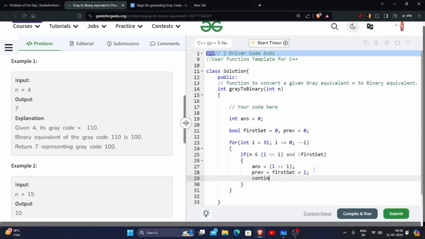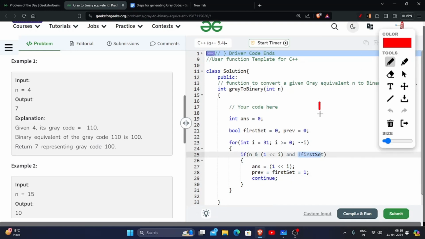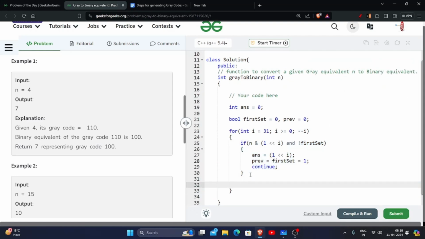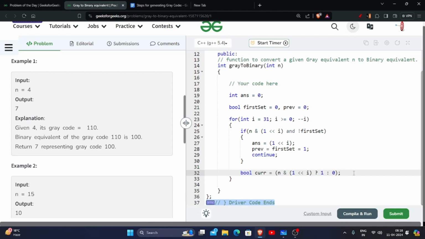And continue, because this step we only need to perform once, because fixing is only once, and the rest is taking XOR. So next time I would say, okay, tell me my current. Current would be nothing but n, and if this bit is set, I will make it 1, otherwise make it 0. The same thing that I was talking about a few minutes earlier. If that is set, make it 1, otherwise 0.